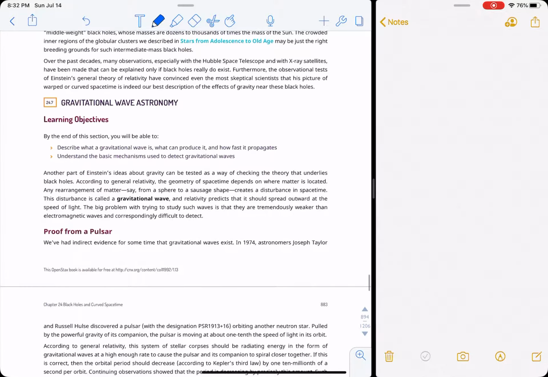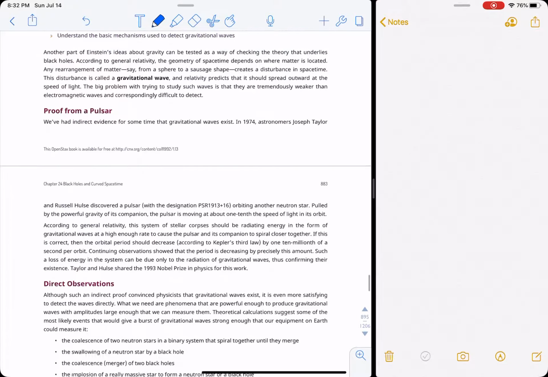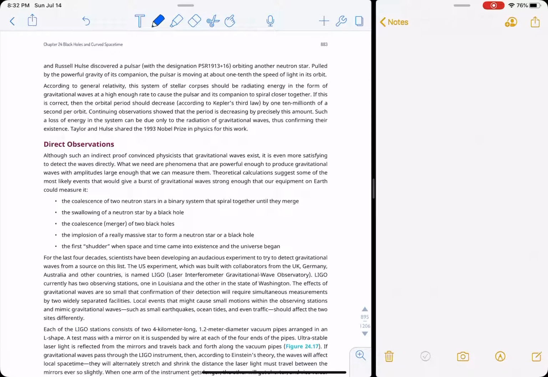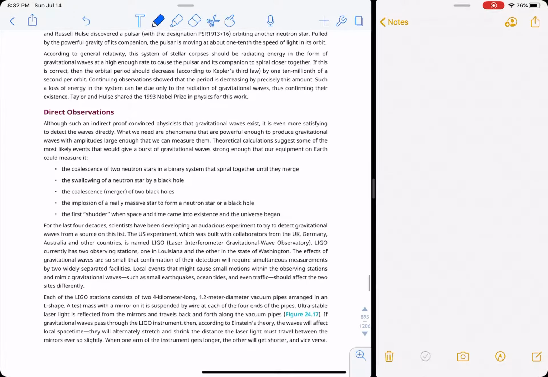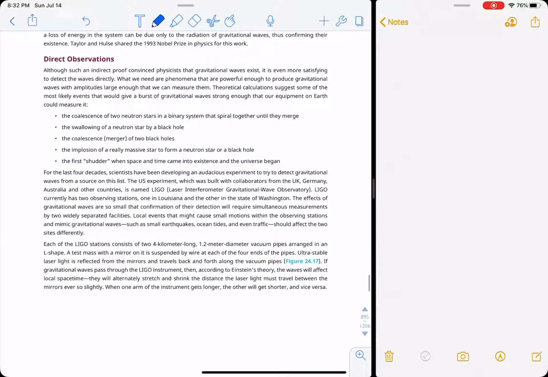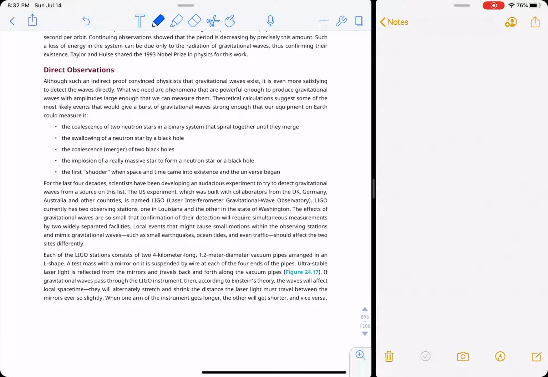The first evidence of gravitational waves was from a pulsar that was spinning rapidly. That was the first sort of evidence, because over time it slowed down, and that could only be possible by radiating away gravitational wave energy. So it lost energy by radiating away gravitational waves.